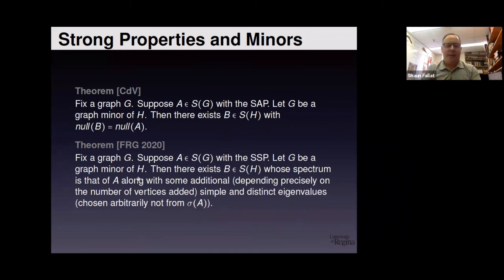Now here, I have to be careful. So you fix a graph G, and suppose A is a matrix in S of G with the SSP. And if G is a minor of some other graph H, then it turns out there exists a realization in that larger graph whose spectrum coincides with the spectrum of A, so the eigenvalues coincide, but because you're adding more vertices possibly, you have to add more eigenvalues, right? What we were able to show is you can add a bunch of simple eigenvalues outside of the original set from the spectrum of A. So you have to be a little bit careful what you do here. But this theorem does help in various aspects of the inverse eigenvalue problem.